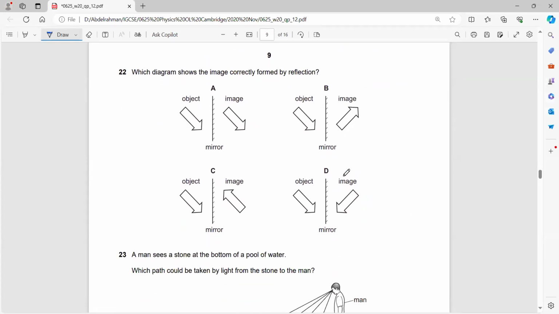Which diagram shows the image of an object? This is quite easy. The image would definitely be D. This is an easy question.